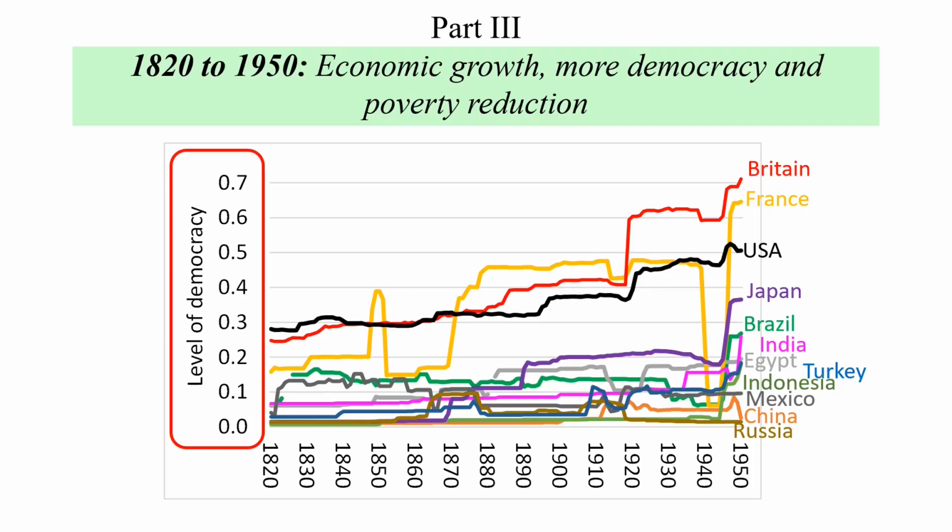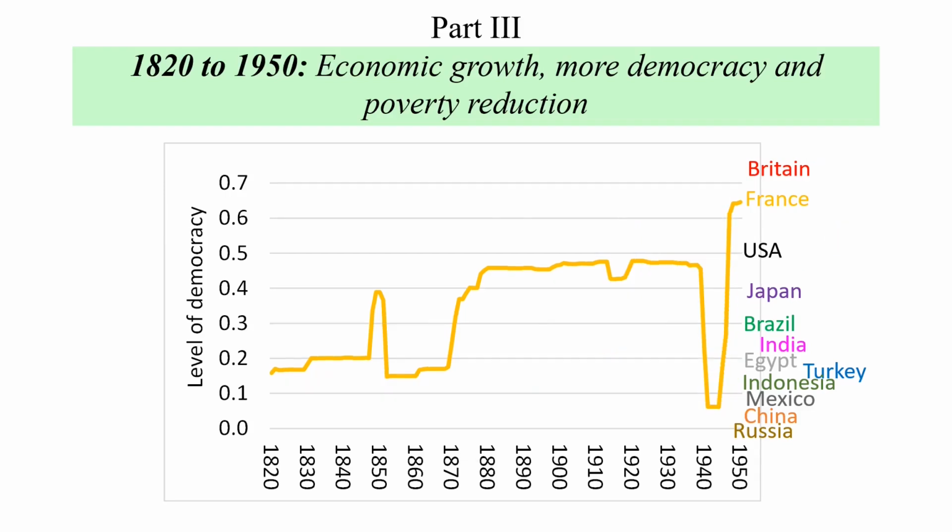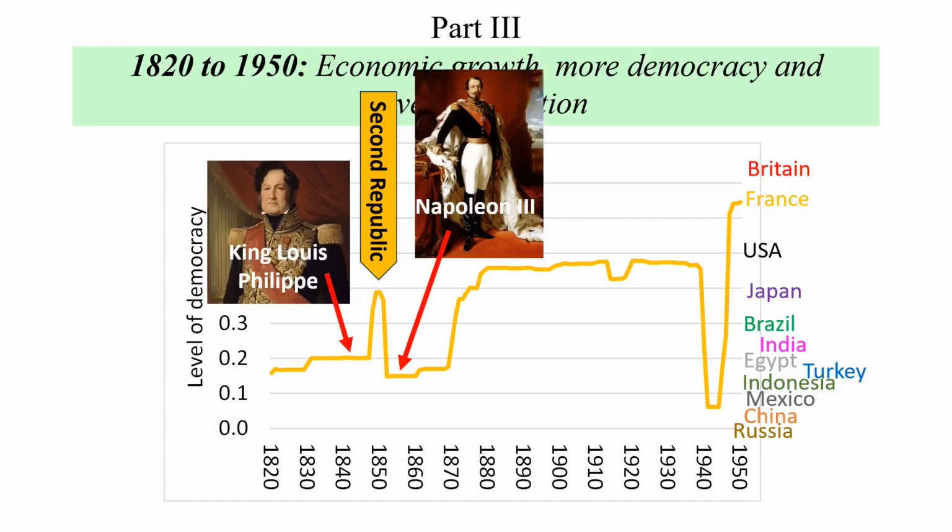Among the 12 countries I've chosen, Britain, France, and the United States displayed relatively high levels of democracy. France experienced sudden ups and downs. This up was the brief Second Republic after a king was deposed and before an emperor took over. During the First and especially the Second World War, democracy suffered in France.